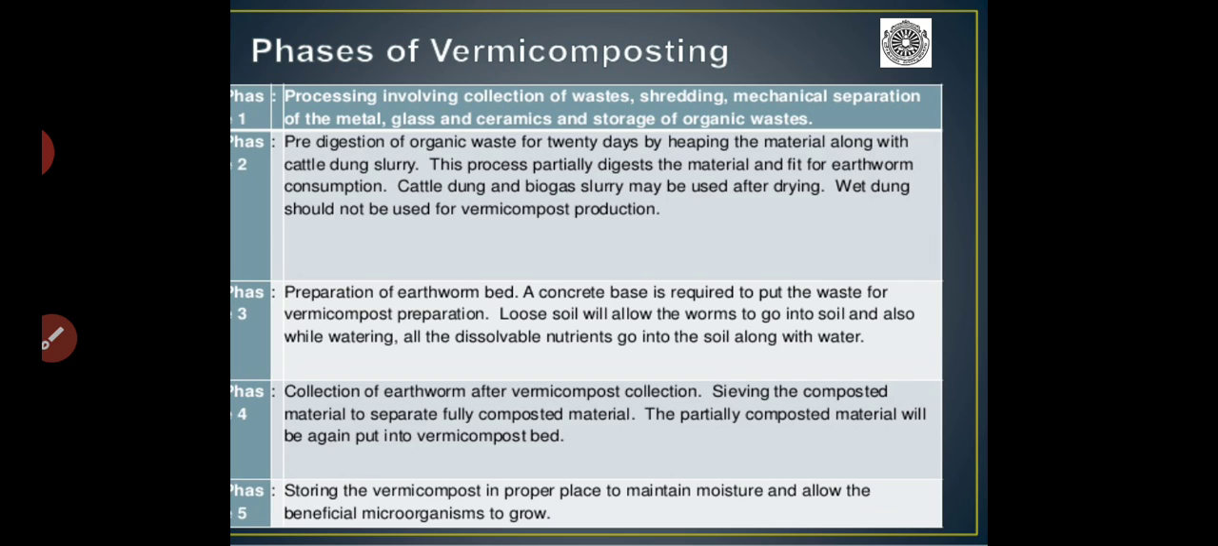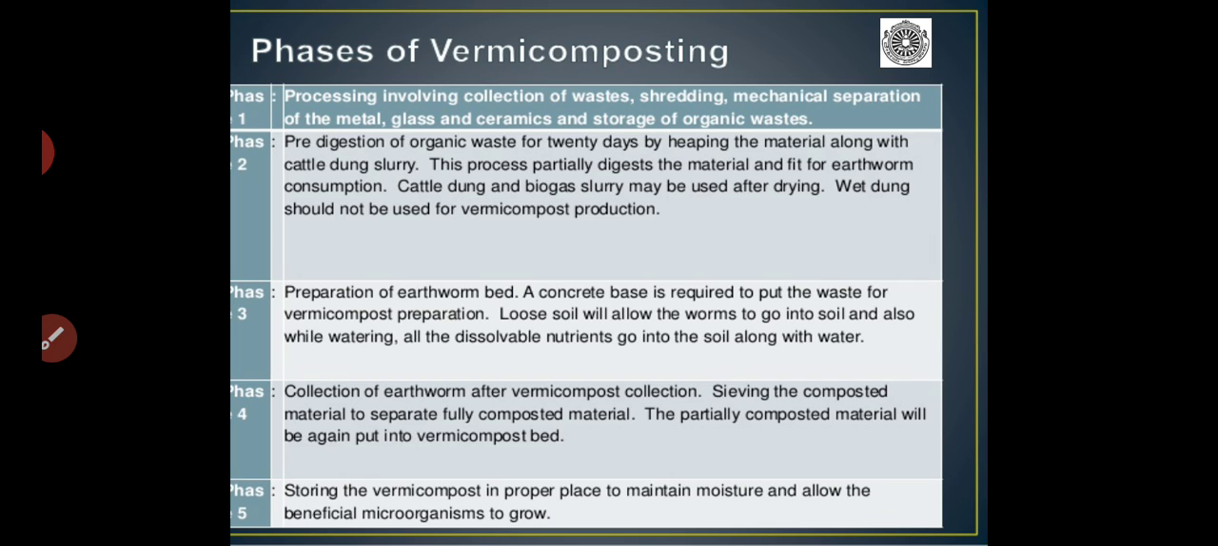And the next phase, preparation of the earthworm bed. A concrete base is required to put the waste for vermicompost preparation. Loose soil will allow the worms to go into the soil, and also while watering, all the dissolvable nutrients go into the soil along with water.